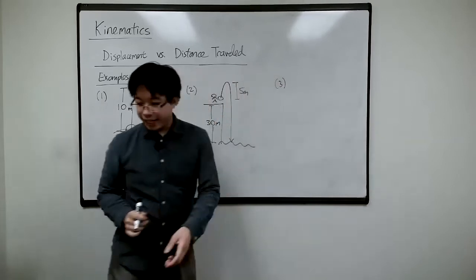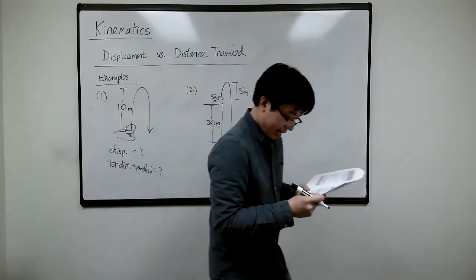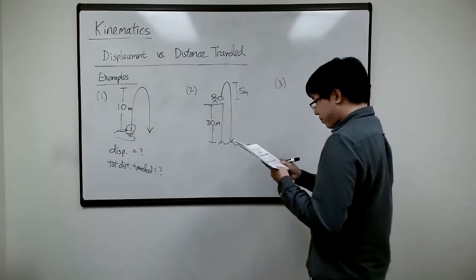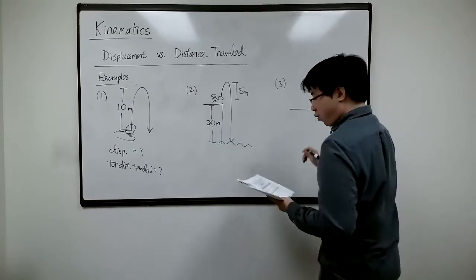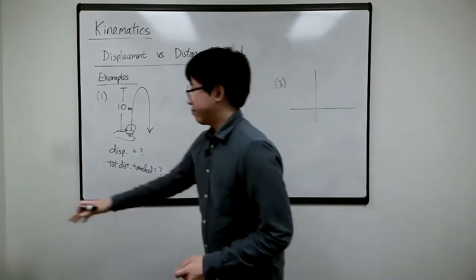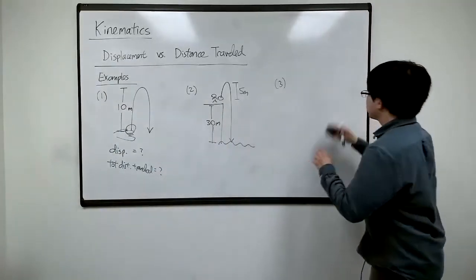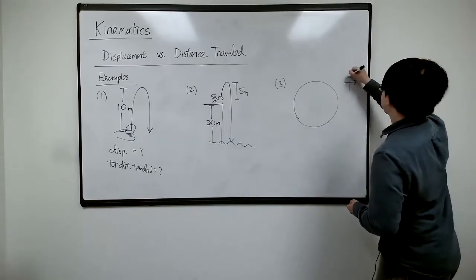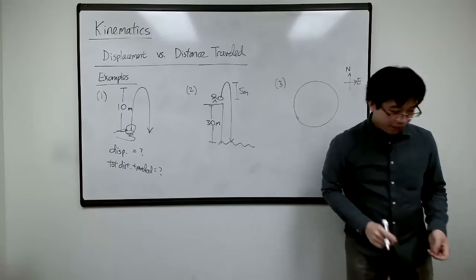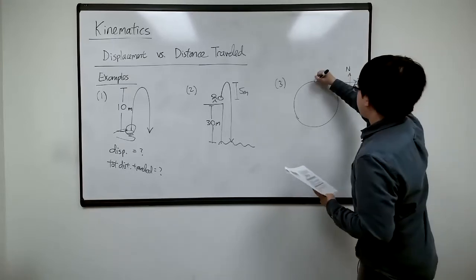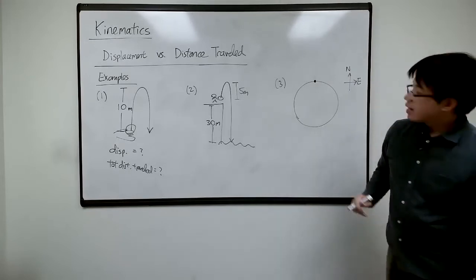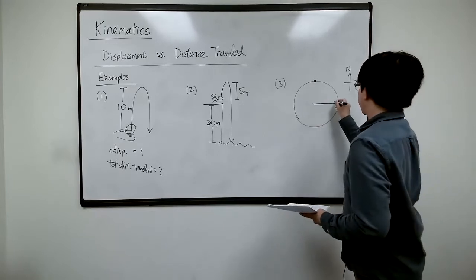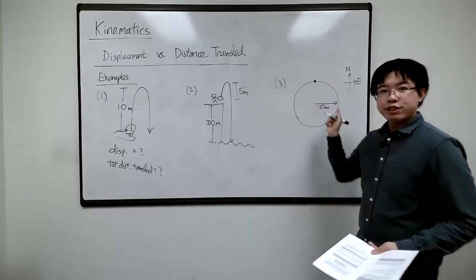And thirdly, is an example in 2 dimensions. If I go around a circle, let's start with the circle, and just to aid myself in talking about directions, this time I'm going to use north, east, south, west. I'll start from the north point over here, and I'm going to drive a car, and this circle has a radius of 10 meters, let's say. So I drive around this circle.